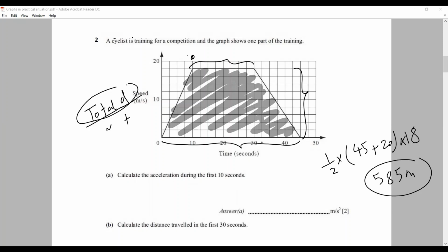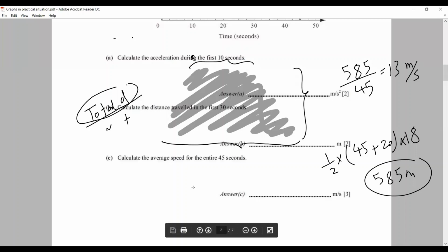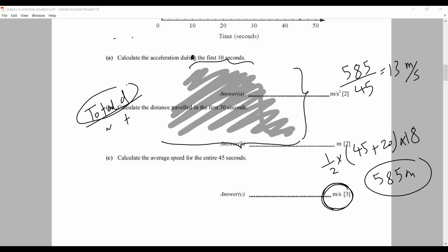The time taken is 45. So 585 divided by 45 seconds, and that gives me 13. So 13 is the average speed. So the unit should be meter per second. I believe they even provided you with that. Yeah, that's meter per second right there. So that carries 3 marks, that question, because it's a bit lengthy. You have to calculate the total distance and then divide it by total time.